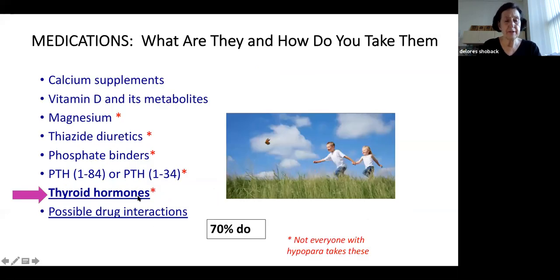Let's talk just very briefly about thyroid hormones, because often about 70% of the audience is taking thyroid hormones as well. Okay.